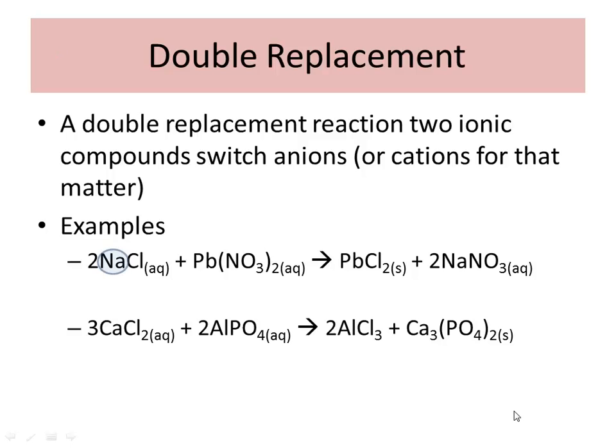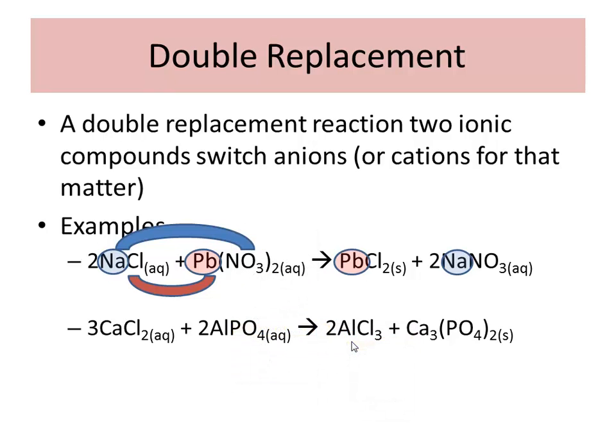Oh. So take a look at this, guys. We're basically effectively switching our cation. I just fixed this, so it looks more correct. Our lead starts with nitrate, ends up with chloride. Our sodium starts off with chloride, ends with nitrate. Right?